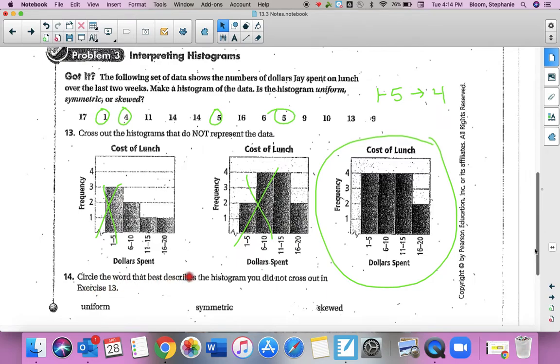And then circle the word that best describes the histogram. So what would best describe this one? So it's almost completely equal. And it's just roughly. It's not going to be exact. And so this would be an example of a uniform histogram. Okay? All right.